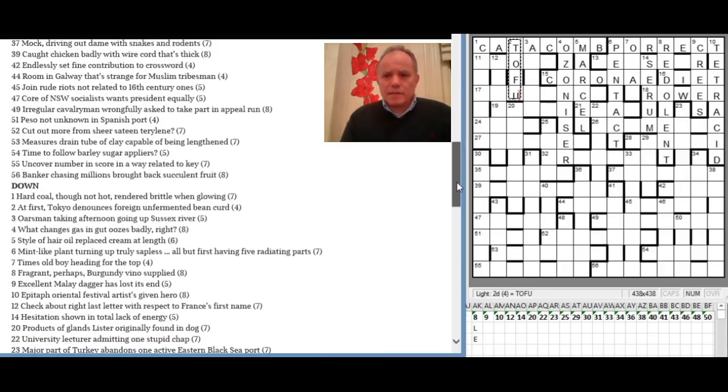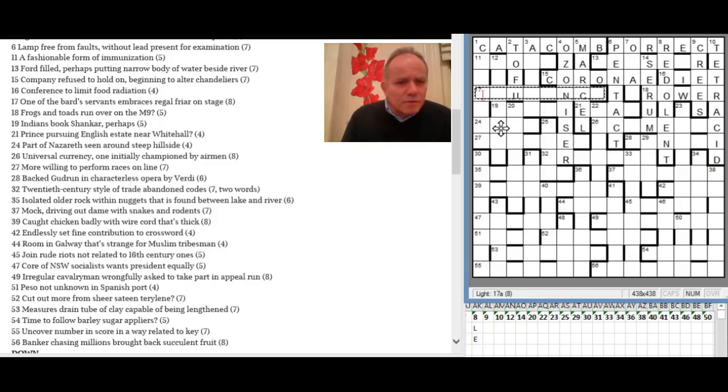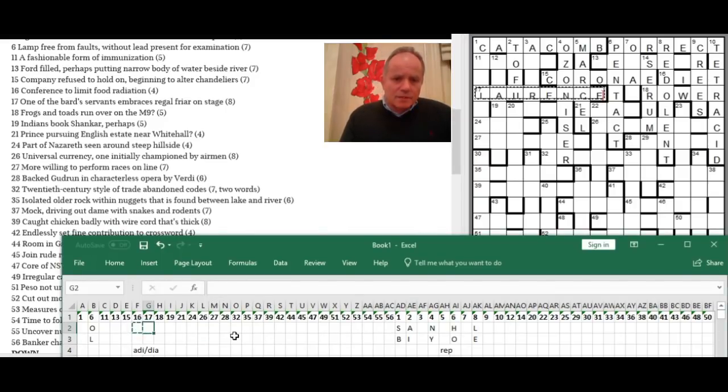Wow, it's hard to prize every answer out, but at least we're making some progress in the top of the grid. 11 across. A fashionable form of immunization. A fashionable, a hot form. I don't know. And 17, Prudence would fit. One of the Bard's servants, Launce is a servant in one of the plays. Merchant of Venice, I think. Embraces RE, Friar Laurence. That's another Shakespeare character. Great Shakespeare knowledge. GAL is the extra at 17 across. A minus G, 27 minus 7 is 20, is a T, and L minus A must be K.